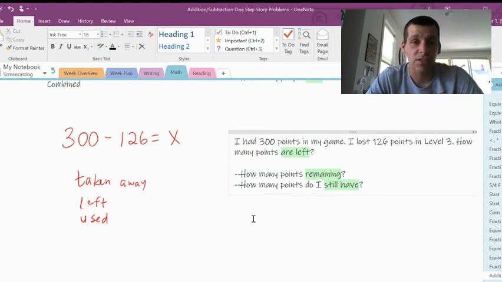Give that a shot as you're working today on your equations, turning equations into word problems, and then make sure to solve.